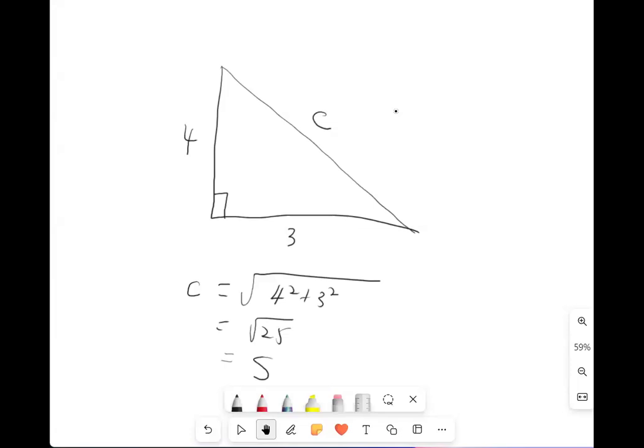However, not every time will you have such a nice number for the third side. You can have situations where the number for the third side is not nice at all. I'll give you an example now.